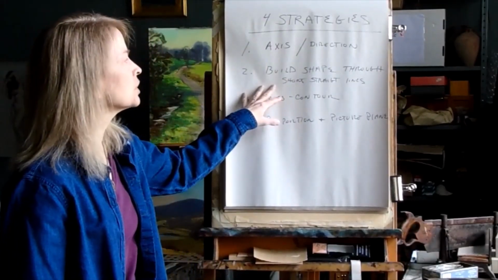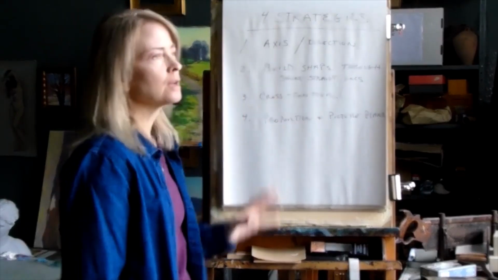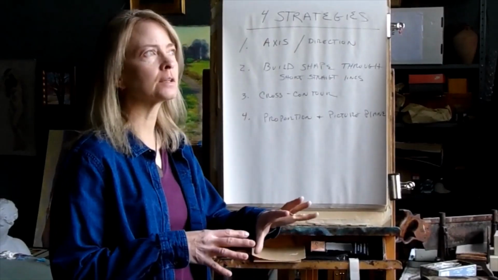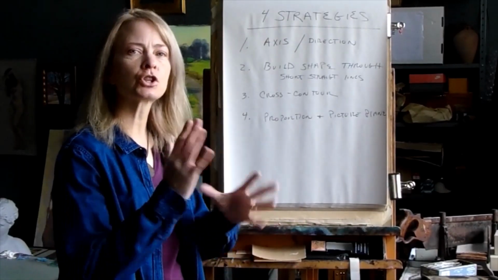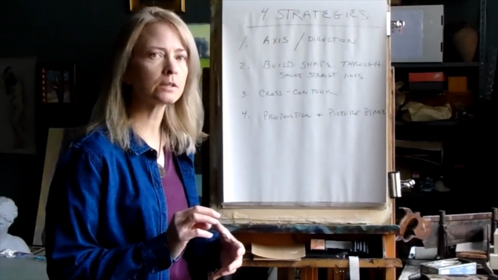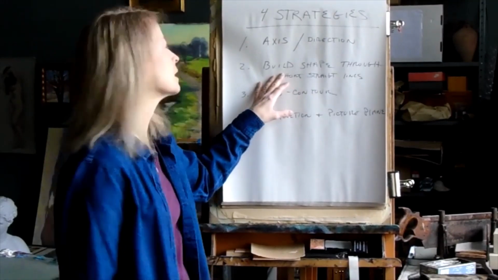Secondly, we're going to build the shape of that object through short, straight lines. Think of it, if I have an onion, think of it as like a piece of wood. And I'm going to chip away at the form to understand its actual shape, okay, by using short, straight lines.